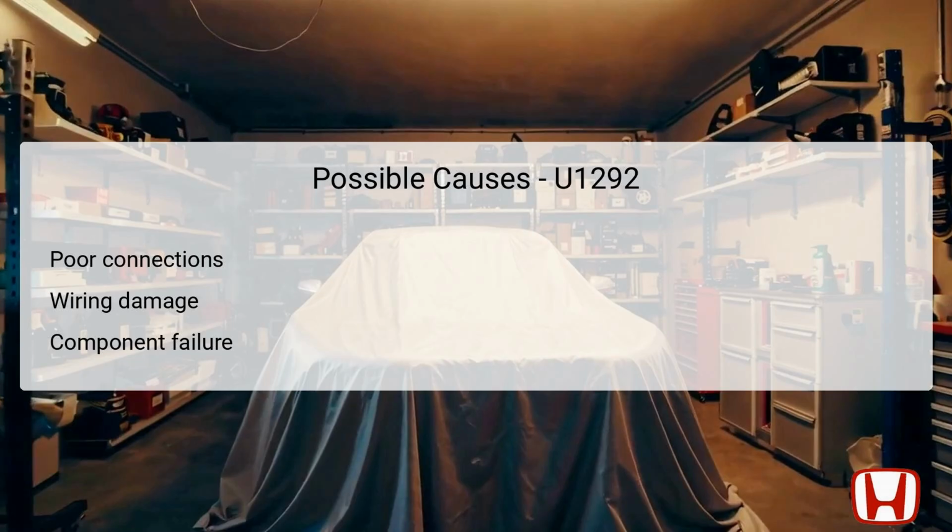Loose or corroded connectors can lead to intermittent signals, resulting in the loss of communication. Additionally, a malfunctioning left power sliding door control unit or rear MICU can cause this error. These components may suffer from internal issues, making it impossible for them to communicate effectively. It's crucial to check the wiring harness and connectors thoroughly before concluding a component failure, as wiring damage is often the root cause. Understanding these variables can help pinpoint the issue quickly and precisely.